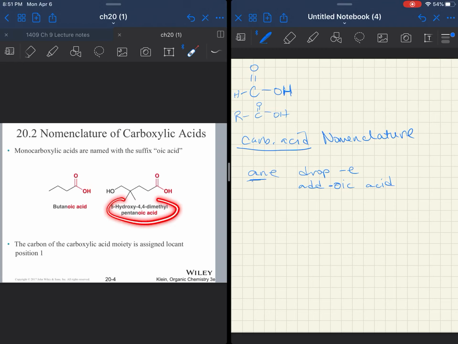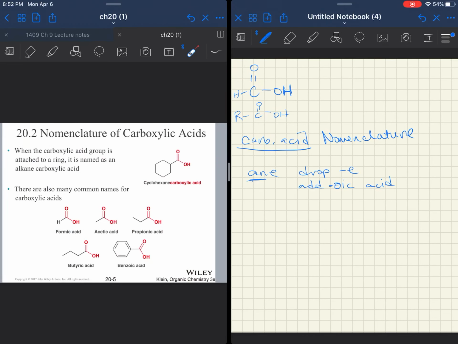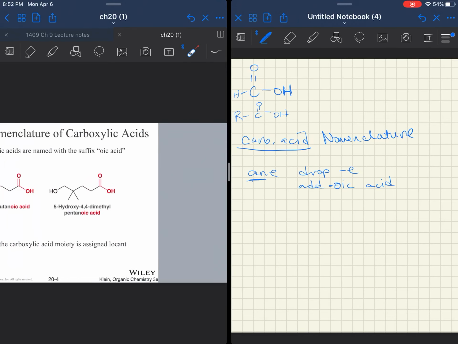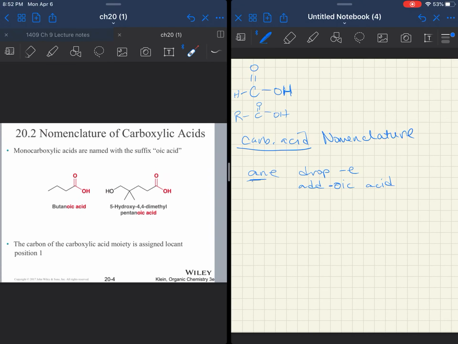You should know how to name an alcohol if it's not the high priority. It's a hydroxy group. You have your 2 methyls on 4, but then you write them down alphabetically. H comes before M. Di doesn't count. Anything that's just telling you a number doesn't count alphabetically, but H in hydroxy comes before M in methyl. And that's how you get 5-hydroxy-4,4-dimethylpentanoic acid.